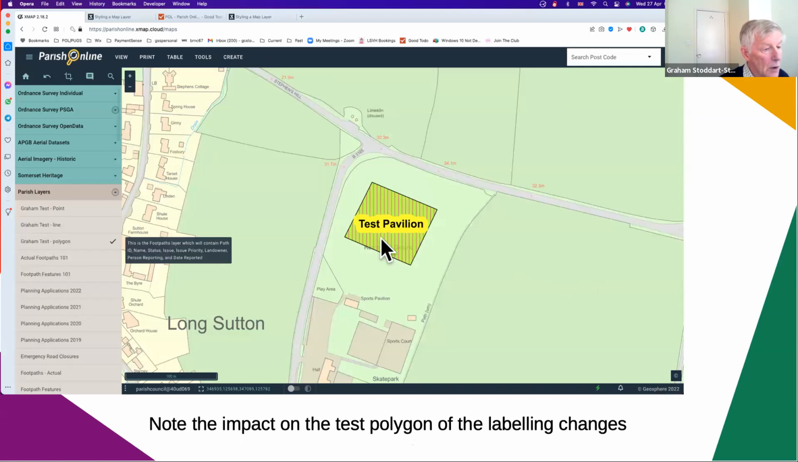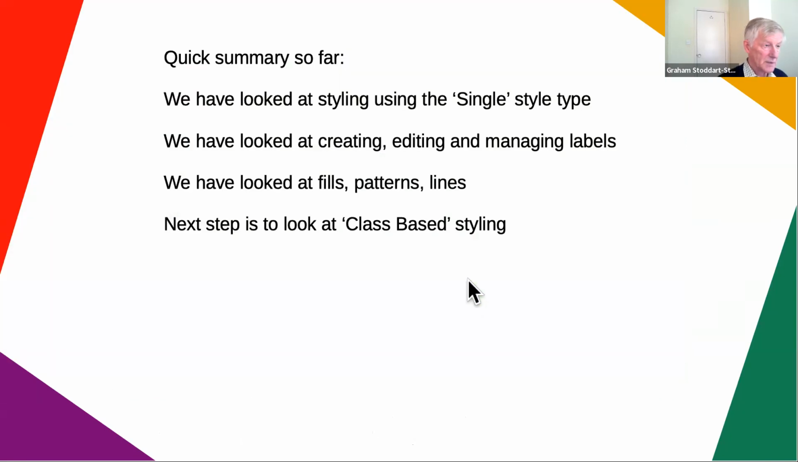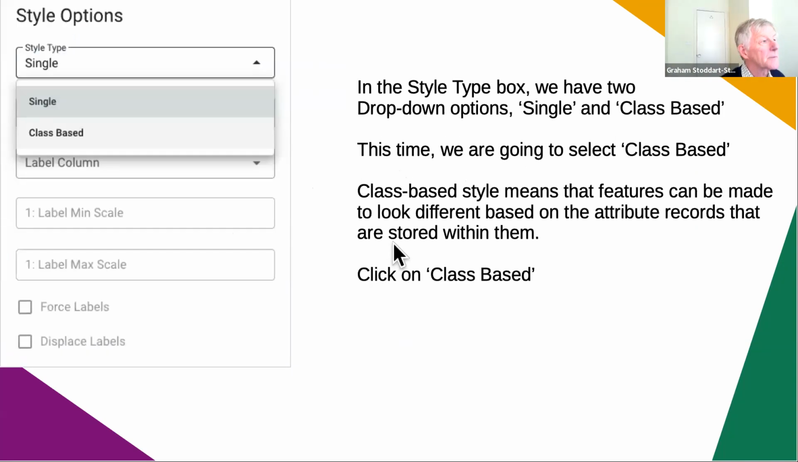And you'll see that, lo and behold, you didn't see this, Anthony, in the first slide, but we had a big, just plain red box here, which was the pavilion we completed in the previous thing. So now it's changed colors, it's got lines, it's got a big halo, and it's got big black letters. So you can see the changes that we've made in styling. So just to summarize, we've looked at styling using single. We've created, edited, and managed labels. We've looked at fills, patterns, and lines, and now we're going to see what happens when you do class-based styling.